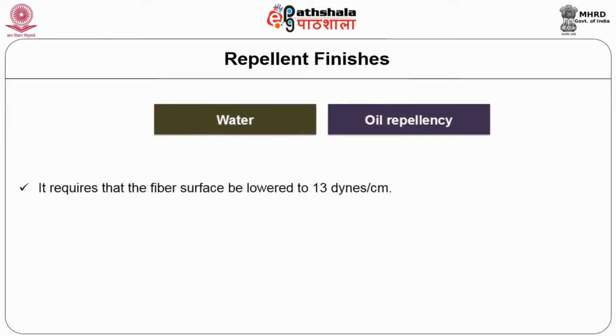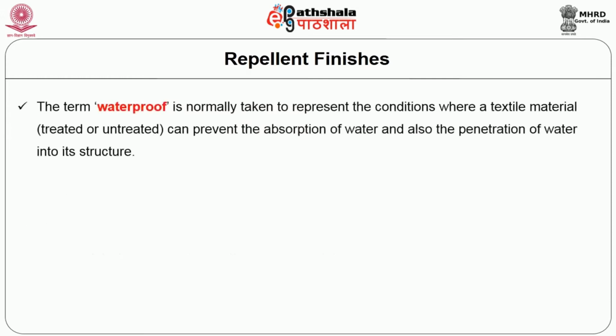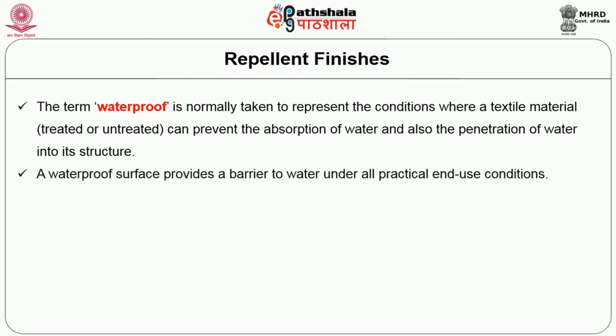Oil repellency requires the fiber surface tension to be lowered to 13 dynes per centimeter. Only fluorochemicals are able to function as oil repellents, so whatever is mixed with them must not interfere with how they are deposited. The term waterproof is normally taken to represent the conditions where a textile material, that is treated or untreated, can prevent the absorption of water and also the penetration of water into its structure. Thus, a waterproof surface provides a barrier to water under all practical end-use conditions.